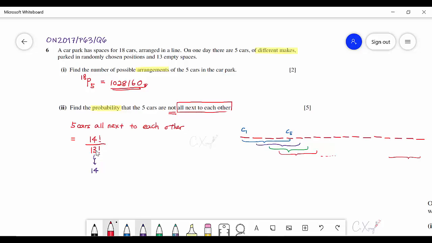After you arrange the 14 items divided by 13 factorial already, now you need to consider the arrangement between these 5 cars. It is not necessarily that car number 1 must be in front. Car number 1 can be at any place in these 5 spaces. Therefore, you have to multiply by 5 factorial. So if you take 14 factorial divided by 13 factorial, multiplied by 5 factorial, you will get 1680. So this is the number of arrangements for 5 cars next to each other.